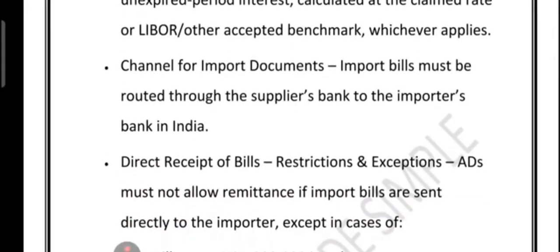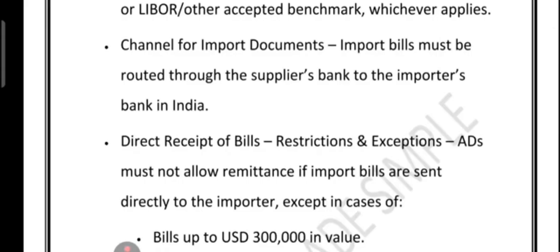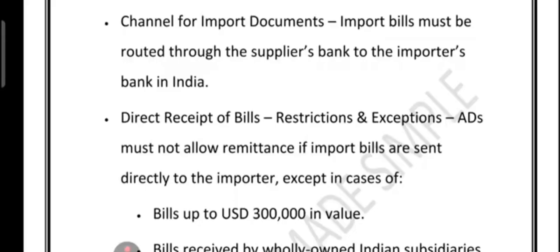Import bill normally should come from the overseas supplier bank to your bank in India. So from where should it come? It should come from the overseas supplier bank to where? It should come to your bank in India, right? Import bill we are talking about. Banks are not supposed to process payment if the bill comes directly to you, the importer. But there are some exceptions. So what we are talking about is documentation: the import bill normally should come from the overseas supplier bank to your bank in India.